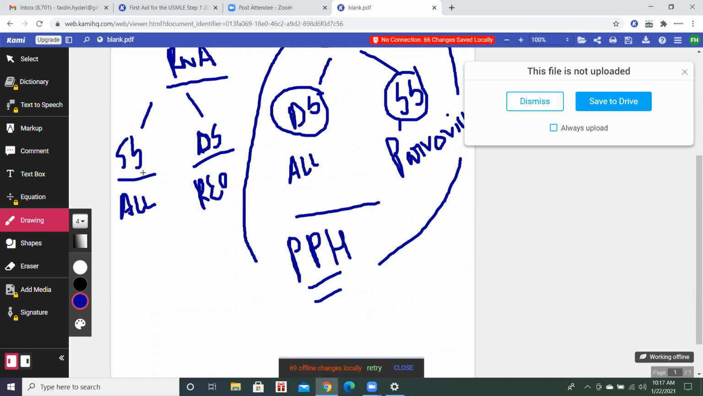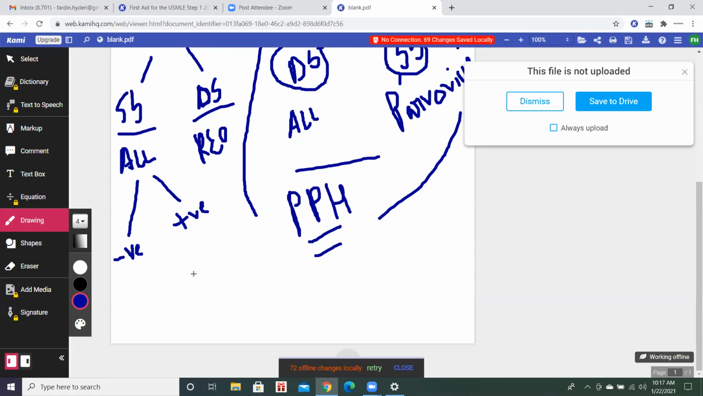Now, if it's single-stranded, we just discussed that single strands could be either positive or negative. If it's a positive strand, it does not need reverse transcription, so it will be more infective. If it's a negative strand, it has to be reverse transcribed, and it will take more time for the infection to take place. So it's important for us to learn which are the positive stranded and which are the negative stranded. And we absolutely love the mnemonic that is provided in First Aid.